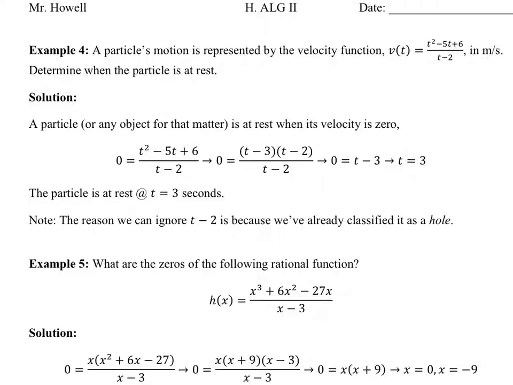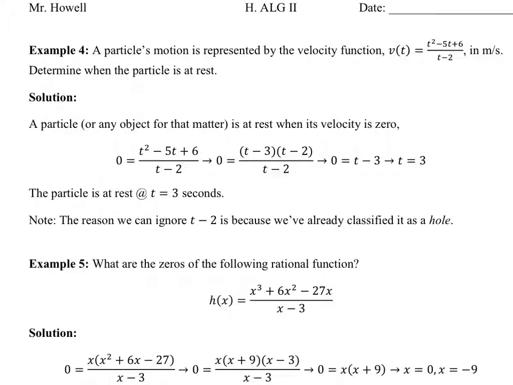Okay? Second, or the next example with this, take a look at the wording, please. The wording says the following. A particle's motion is represented by the velocity function given in meters per second. Determine when the particle is at rest. When you're at rest, what do you know? I'm standing still. What can you say about the fact that I'm standing still? What characteristic can you define?